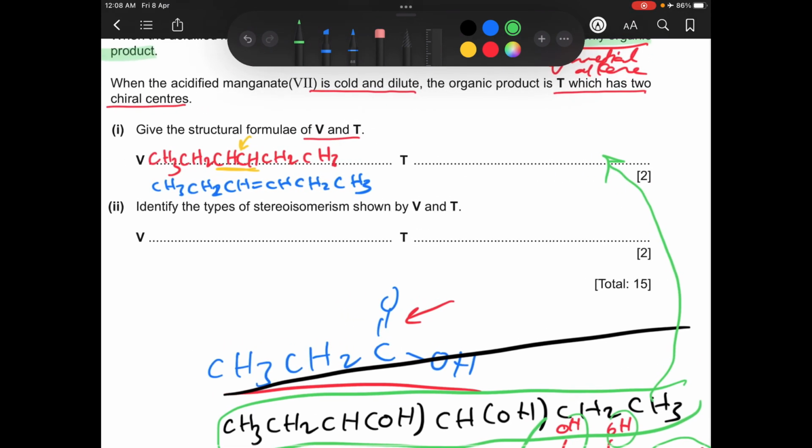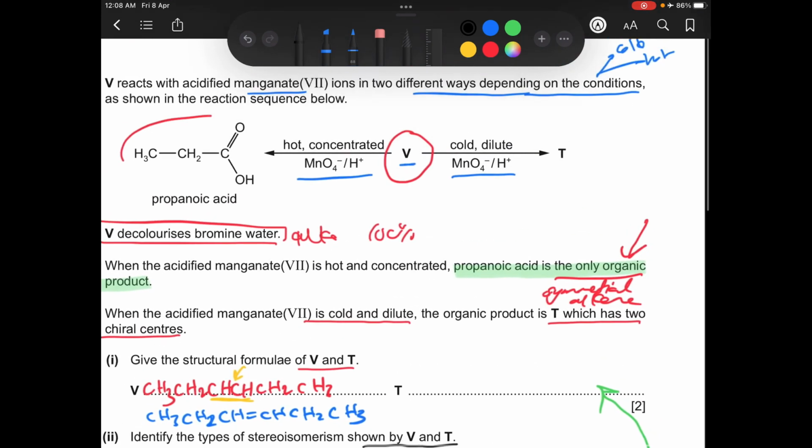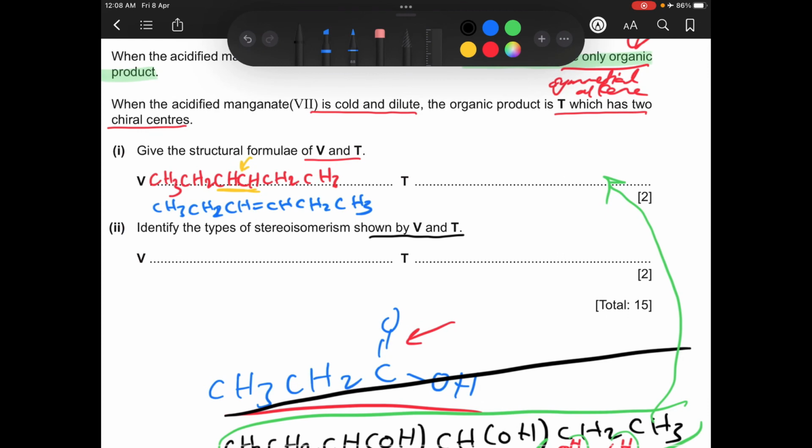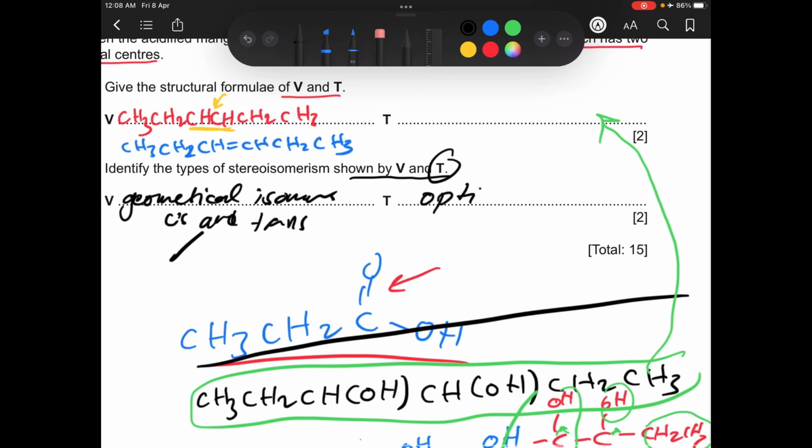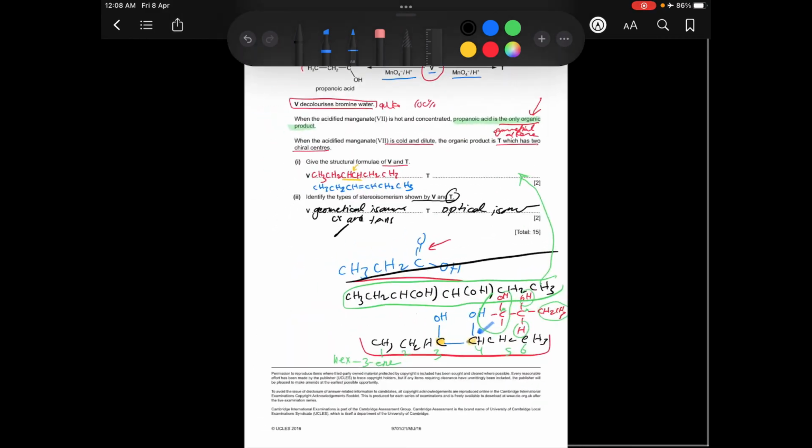Identify the types of stereoisomers shown by V and T. We notice that V is an alkene, and we can show geometrical isomers. So you can say geometrical isomers, or cis and trans. Yes, so I can write that. And for T, you notice that you have chiral centers, and these are called optical isomers. All right, so that's it. And yeah, good luck.